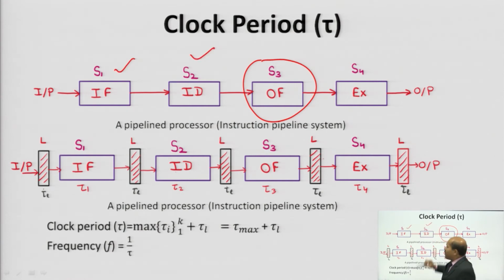S1 and S2 will perform their task and will wait for S3 to finish its task, because they cannot produce their output to S3, because S3 is working on a different task and it is slower than the other segments. That is why this architecture will become a bottleneck. The drawback of this architecture is the bottleneck problem. To overcome this drawback, we introduce latches between every segment.